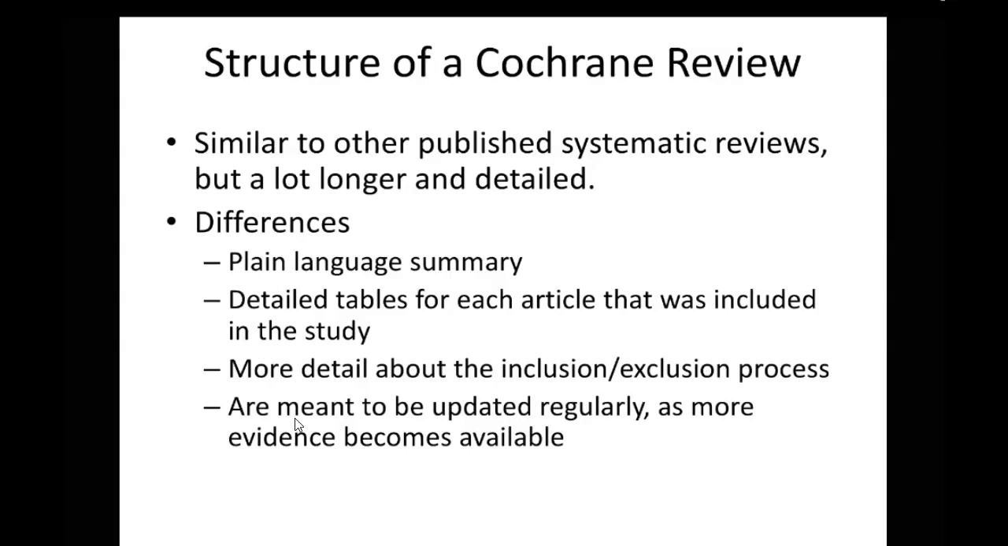And last but not least, I think a big difference between static systematic reviews published in journals and Cochrane Reviews has to do with the fact that Cochrane Reviews are regularly updated as more evidence becomes available. And at times you might have a review that's already been updated 3 or 4 times.